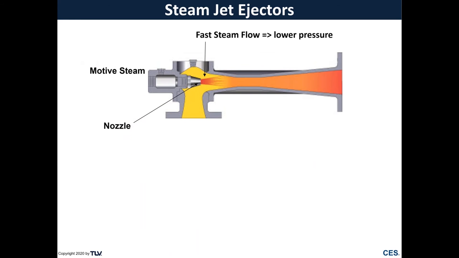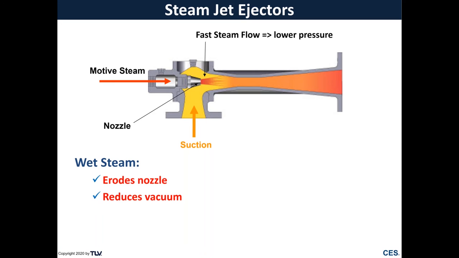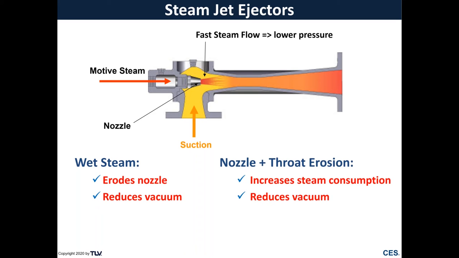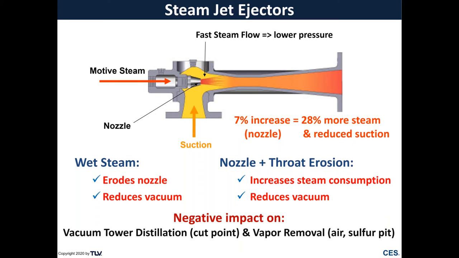Proper nozzle design, particularly the diameter, length, and position, is critical to the performance of the ejector, and the greater the driving force of the motive steam through that nozzle, the greater the suction force will be as well. However, motive steam that is of poor quality may result in ejector nozzle and throat erosion, leading to increased steam consumption and reduced vacuum pressure. Consider that just a 7% increase in nozzle size due to erosion means a 28% increase in steam consumption and accompanying reduced suction. This in turn can have a negative impact on the performance of the process equipment that it is associated with.